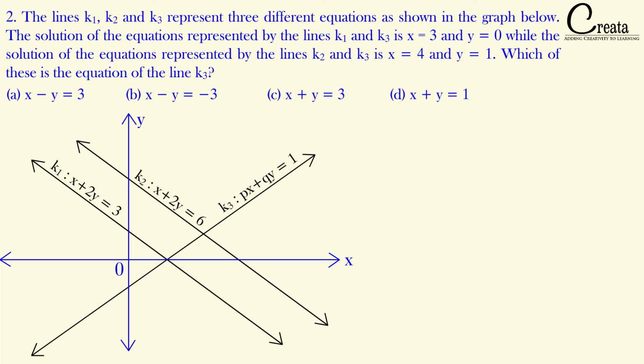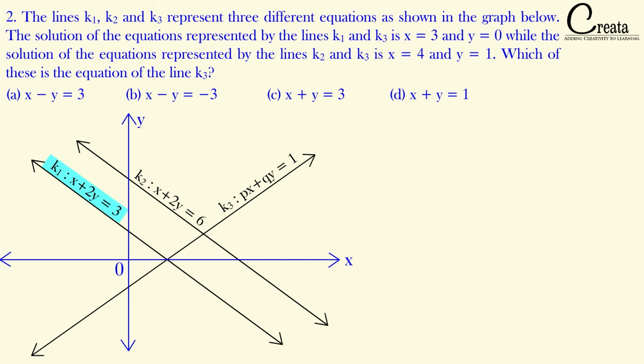You can pause the video and try to solve this question on your own. Okay, just pause the video. So welcome back. Let's solve this question. In this question, 3 lines are given and the names of the lines are given as K1, K2 and K3. Do not worry, these are just the names of the lines K1, K2 and K3.